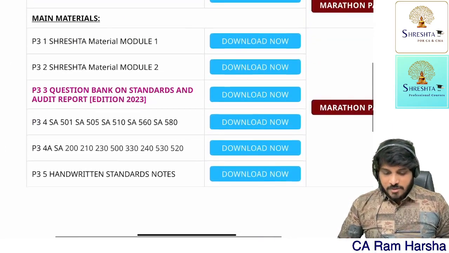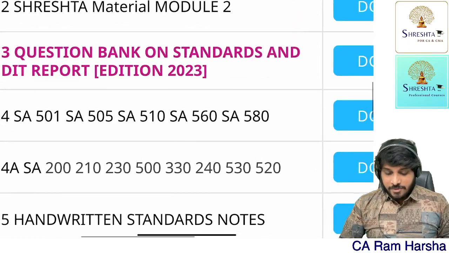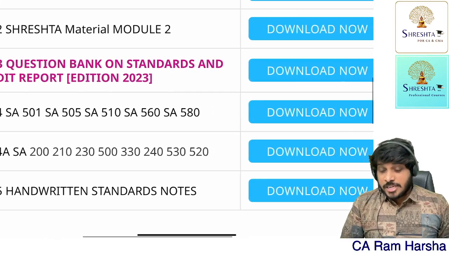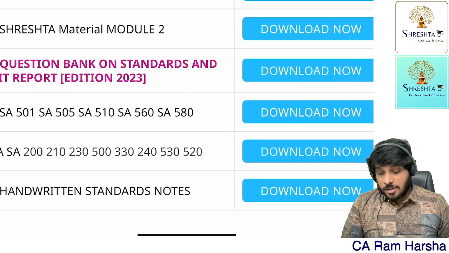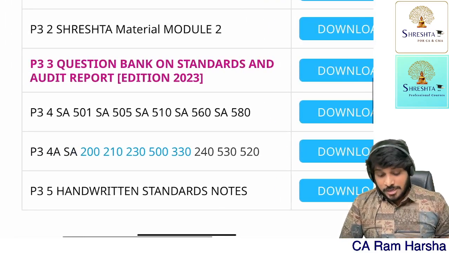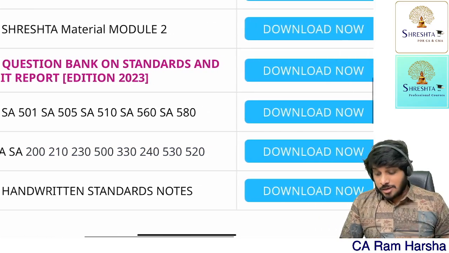Okay, so we have given our main material module 1, module 2 and question bank, and we have given 501, 505, 510, 560, 580. They're asking you to read from CA Inter, so we have copied it from CA Inter. But it is very crisp, not so lengthy. But these standards, 200 to 520, this is something lengthy.